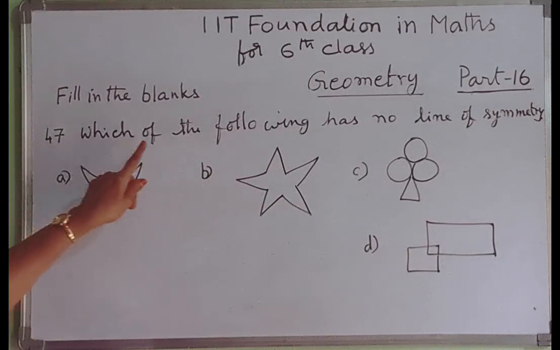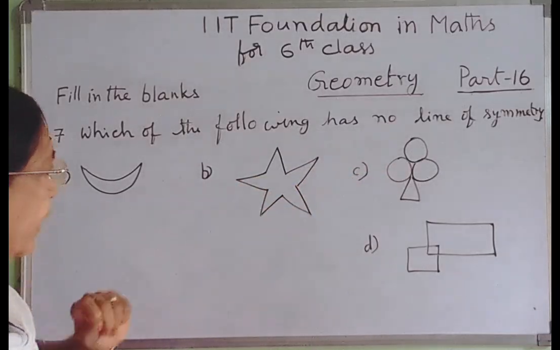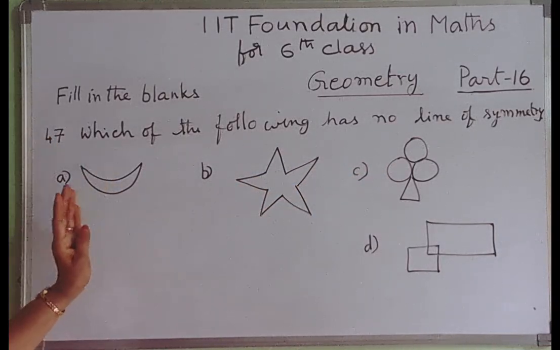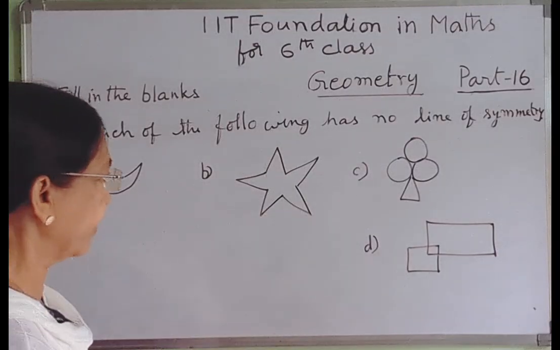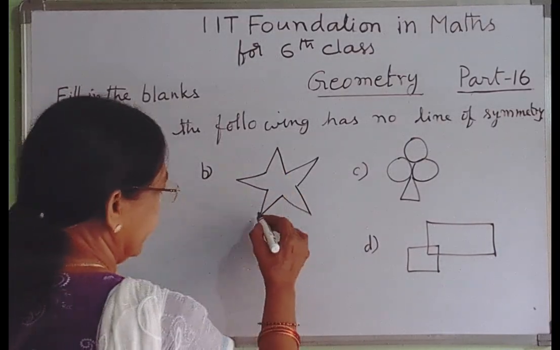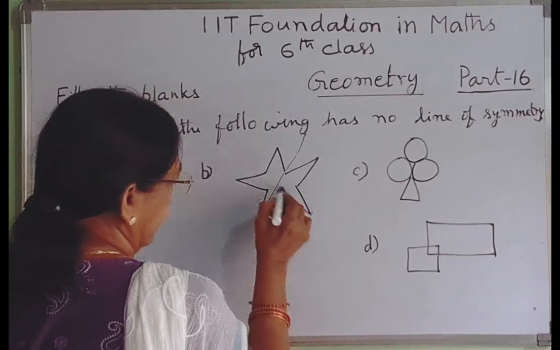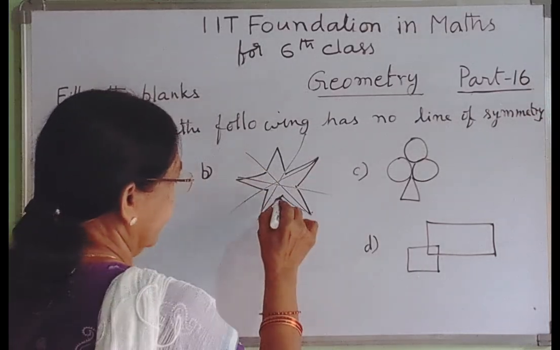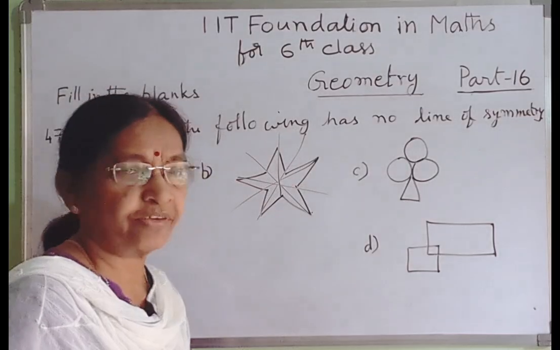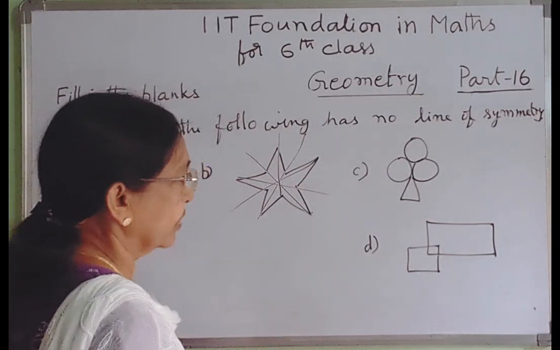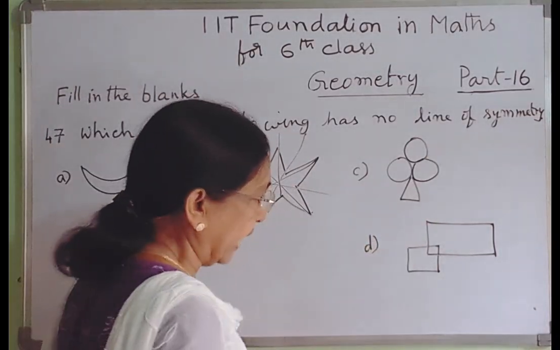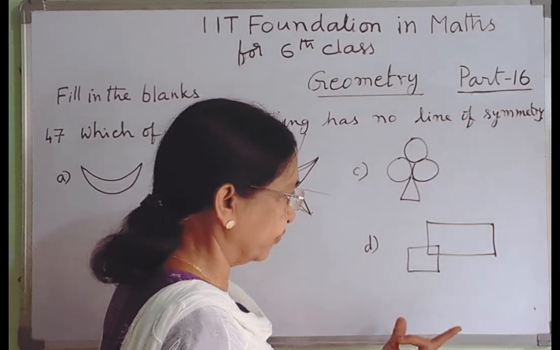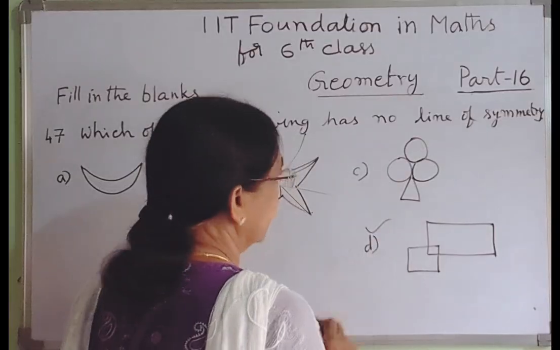Next, 47. Which of the following has no line of symmetry? It has a line of symmetry vertically at the midpoint, and it has 5 lines of symmetry like this one, this one, this one, this one. There are 5 lines of symmetry for this star, and this has 1 line of symmetry. But this figure has no lines of symmetry, not even 1 line of symmetry. So this is the correct answer.